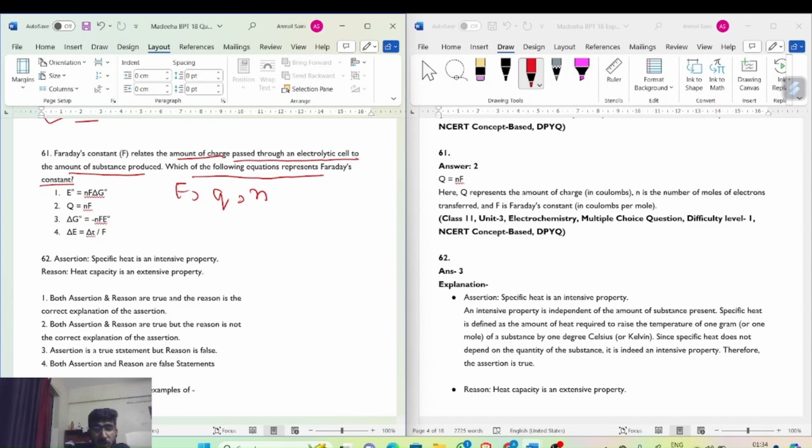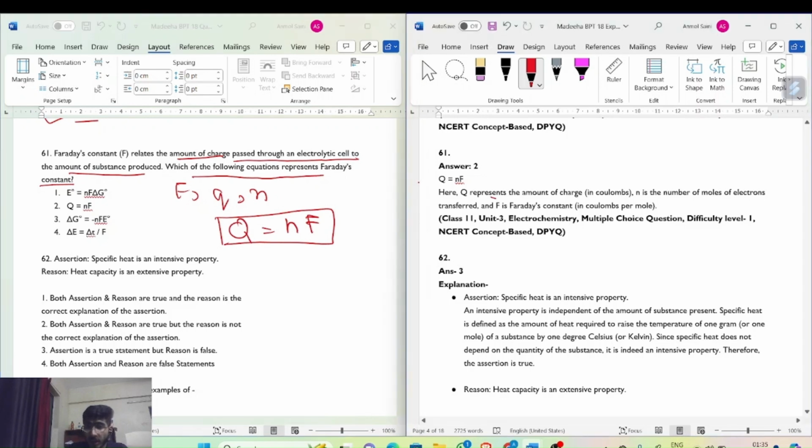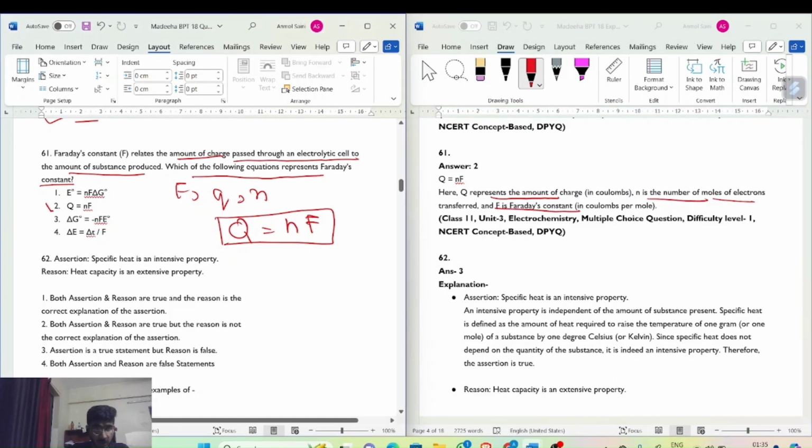Here the relation will be Q is equals to NF. This is a very basic NCERT formula. Here Q represents the amount of charge in coulomb, N is the number of moles of electron transferred, and F is the Faraday constant. So the correct answer will be option number 2.